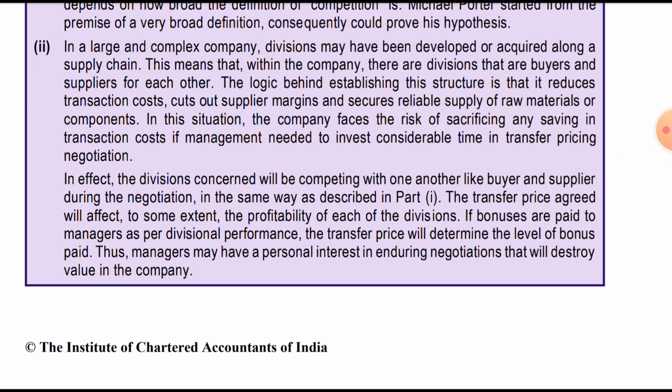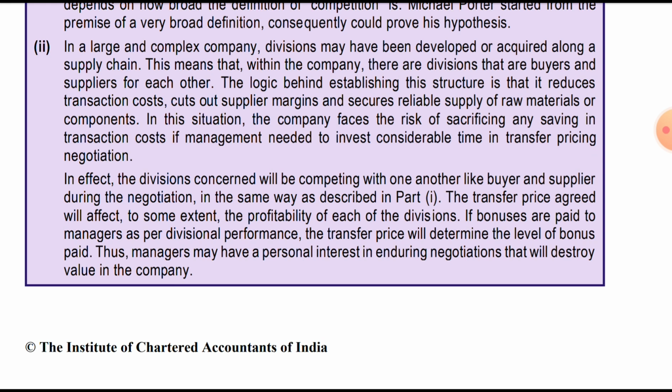In effect, the divisions concerned will be competing with one another, like a buyer and a supplier during the negotiation, in some ways as discussed in part 1. The transfer pricing agreed will affect to some extent the profitability of each of the divisions. So one division will be competing with another, like buyer and supplier during the negotiation.